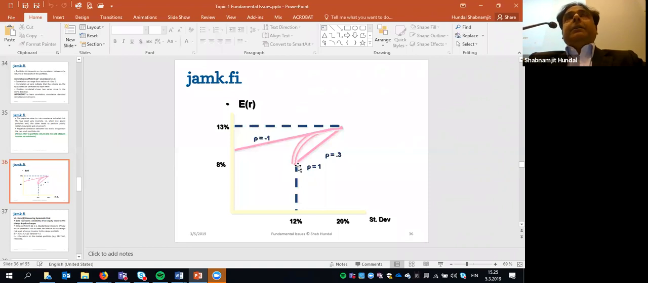Are you with me? As the companies become less and less correlated, for the same risk, return increases. That's my hypothesis. That's my message to you.